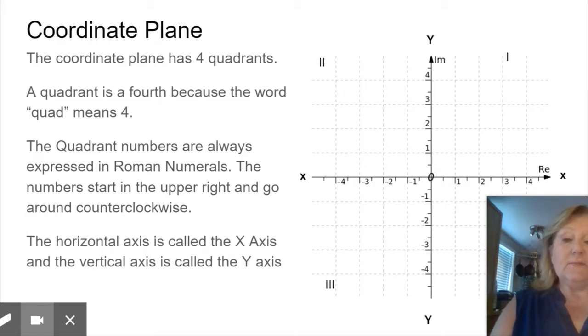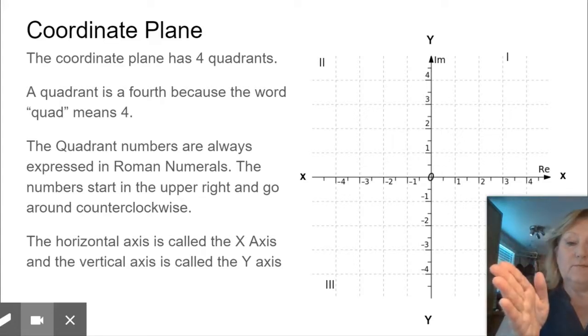So this is what the coordinate plane looks like here on my right, or your right. The coordinate plane has 4 quadrants. The word quadrant means 4. So the quadrant numbers are always written as Roman numerals, and they start on the right-hand side, and they go counterclockwise. So quadrant number 1 is on the far right. Quadrant number 2 is the next one over. Quadrant number 3, and then quadrant number 4.